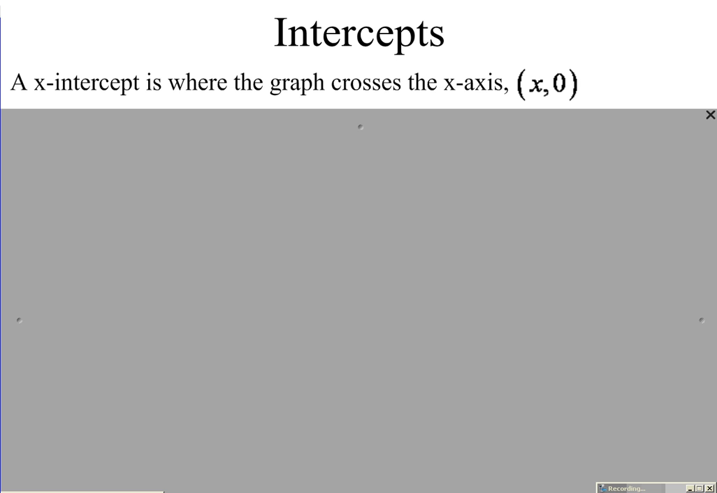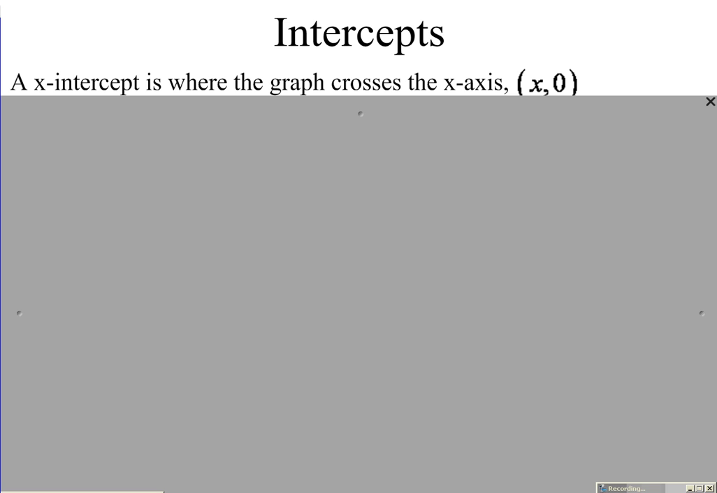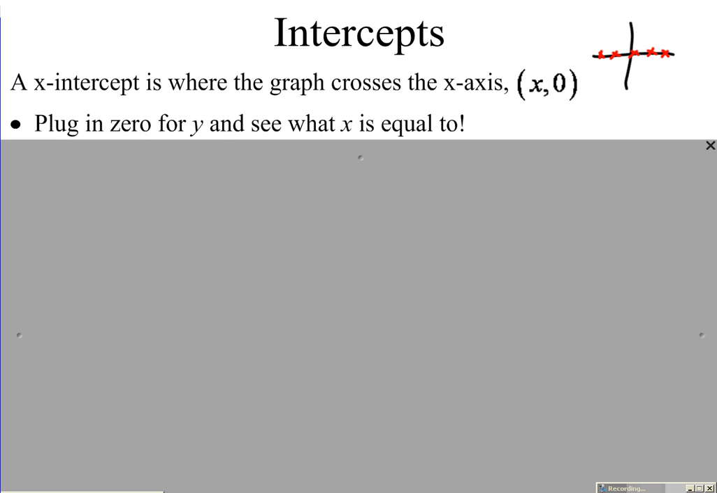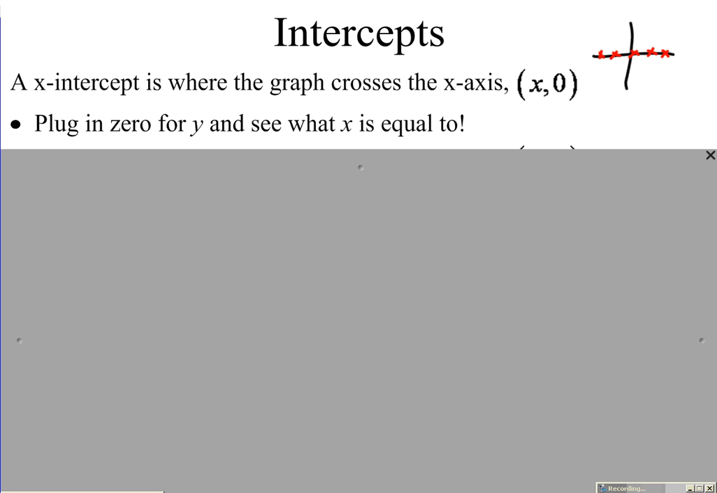Intercepts. An x-intercept is where the graph crosses the x-axis. If it is crossing the x-axis, and we think about the coordinate plane again, every single point on the x-axis here has the same y-coordinate. That y-coordinate is always 0, which is why an x-intercept will always have the form of x, wherever it's crossing, comma 0, which means also that we can plug 0 in for y and see what x is equal to anytime that we want to find an x-intercept.